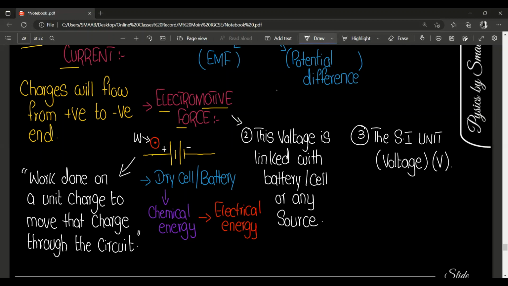Okay. So this is the concept of EMF, and we will continue with the concept of potential difference in our next class, right?